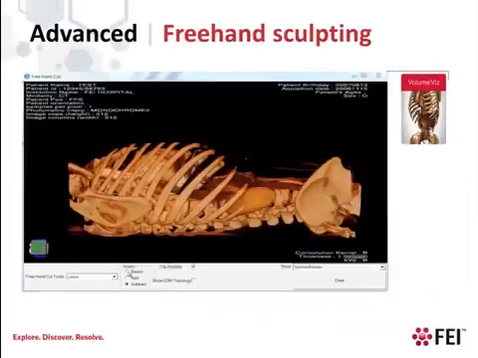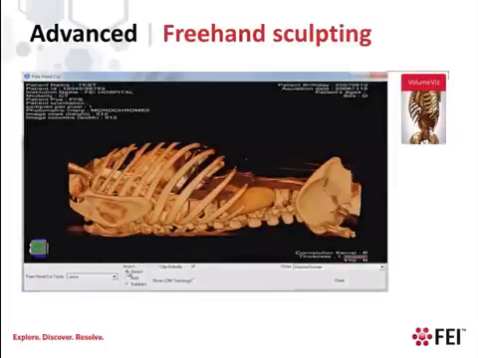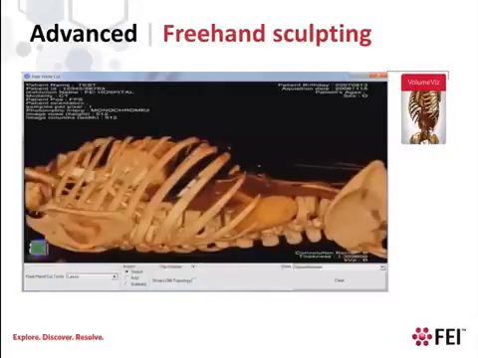In this demonstration, we'll show a 3D segmentation technique that is independent of the voxel values and only depends on their position in the volume. We call it freehand sculpting. First, we rotate the volume to the desired view direction, normally one of the major axes.